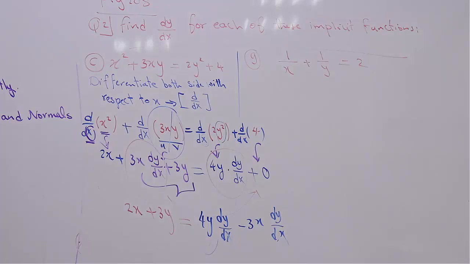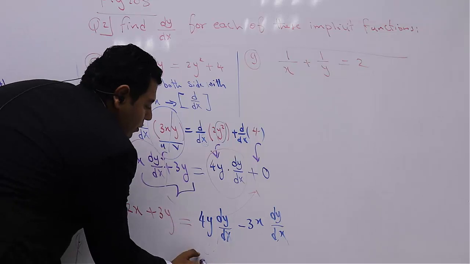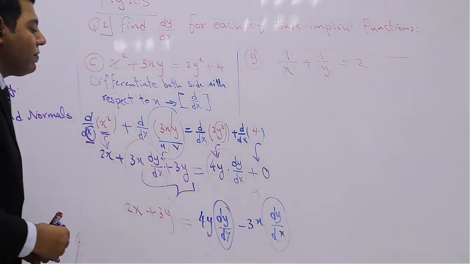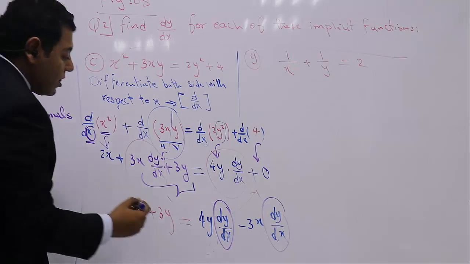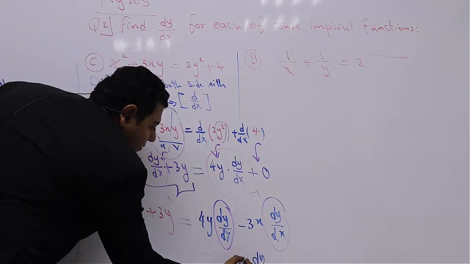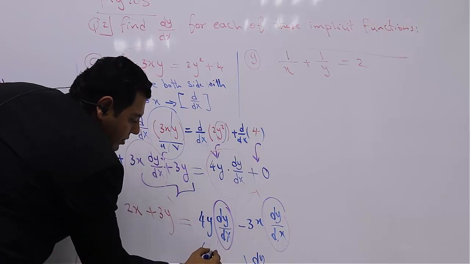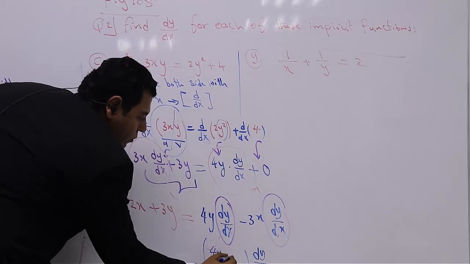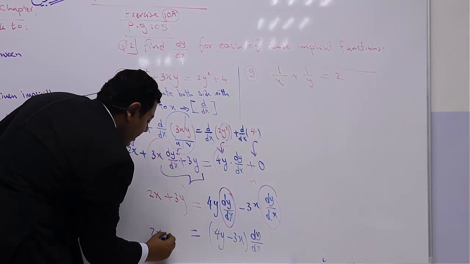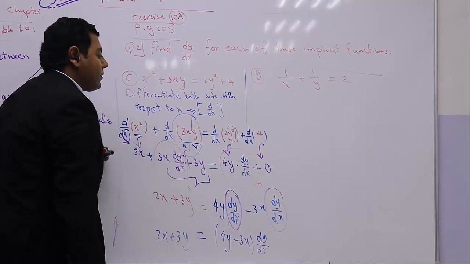Now, we want to find dy over dx. So the last step, we want to factor out dy over dx, or take dy over dx as a common factor. So from here, you can take dy over dx as a factor from these two terms. So the remaining here will be 4y minus 3x. It's equal to 2x plus 3y.